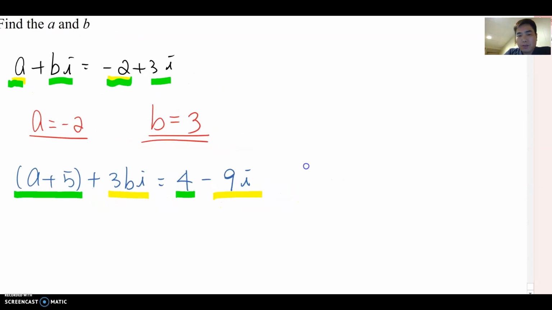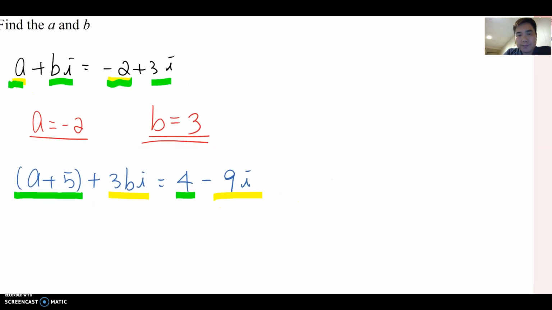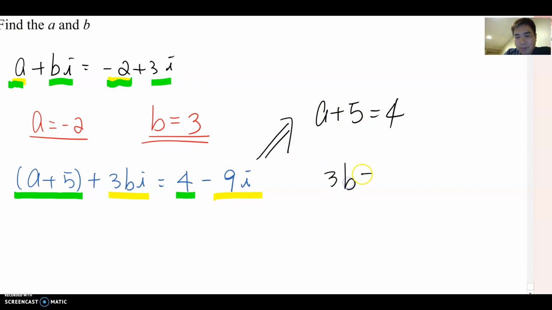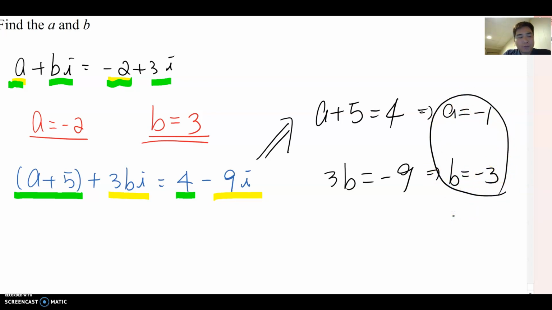Therefore, you can set up a plus 5 must be equal to 4, and then 3b must be equal to negative 9. If you calculate that, then you will get a equal to negative 1 and b equal to negative 3. That should be the answer for this problem.